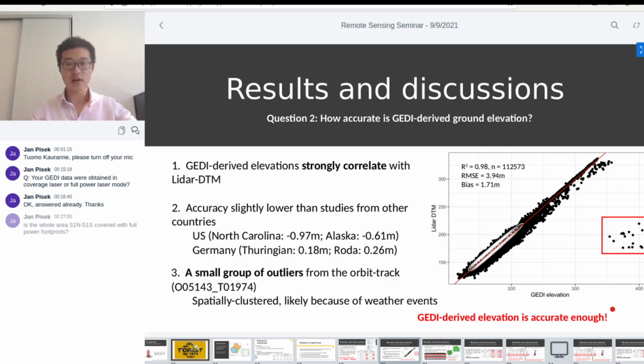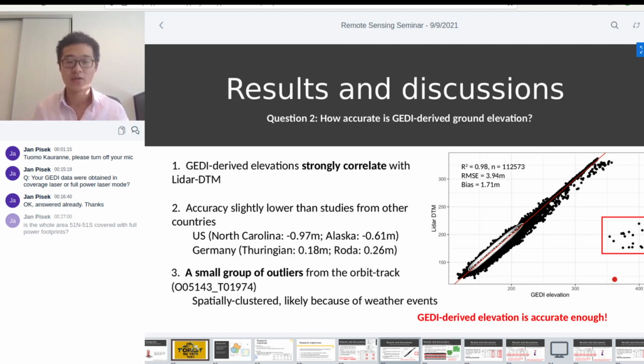And it's somewhat typical, because in a study in Spain, I think they also found this kind of small group of outliers. So if you are going to use GEDI data in the future, it's very important to remove these outliers first.